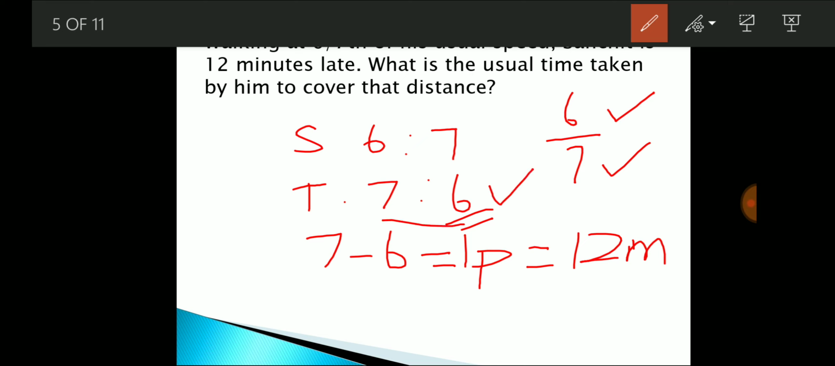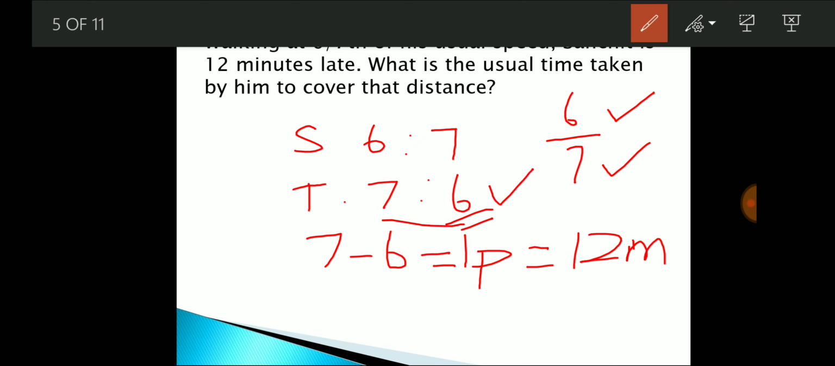So what is the usual time taken by him to cover the distance? Usual time is 6 parts, and 1 part is 12. So 6 parts is 6 into 12, which is nothing but 72 minutes. 72 minutes is normally taken by him. That day he has taken 84 minutes because of 12 minutes extra.